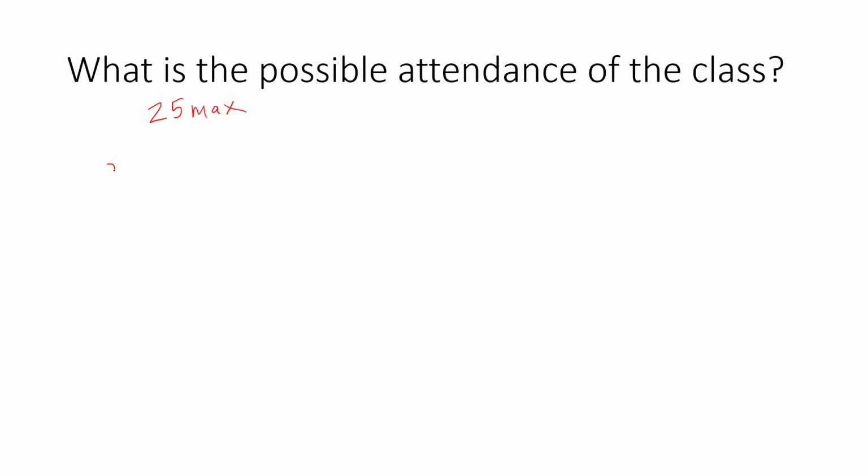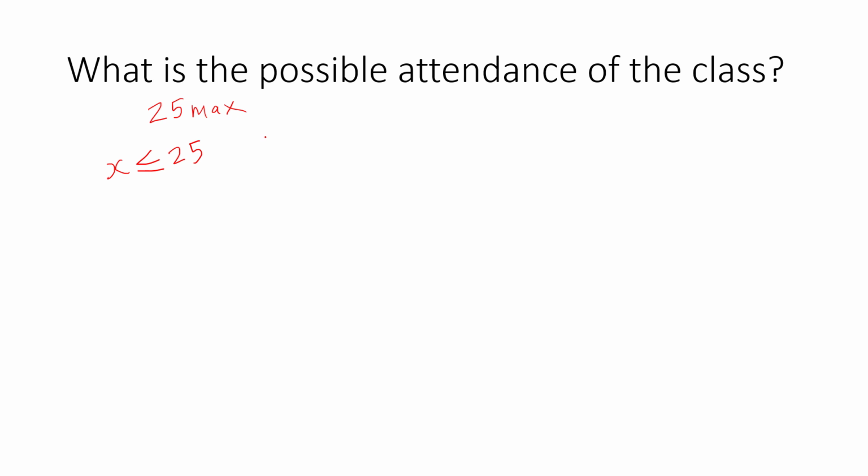So, let X be the number of students that will be present in class tomorrow, and a sure 100% correct answer is that the number of students in the class for tomorrow will be smaller or equal to 25. Like this, you will never be wrong because the maximum is 25. And how do we represent X is smaller or equal to 25 on a number line?